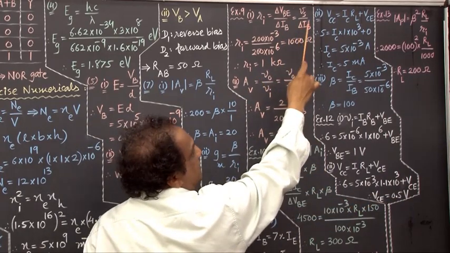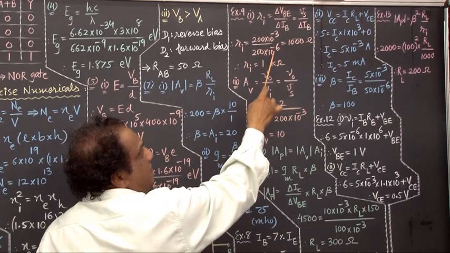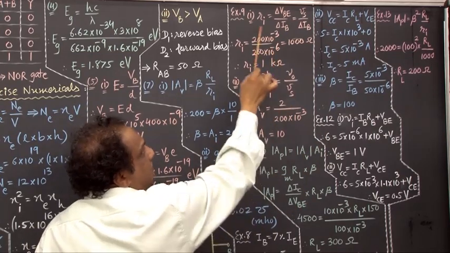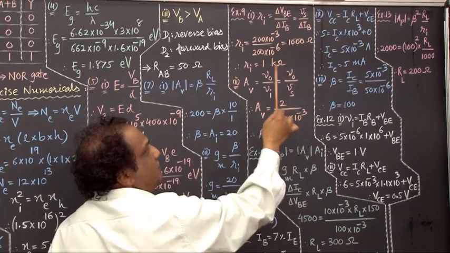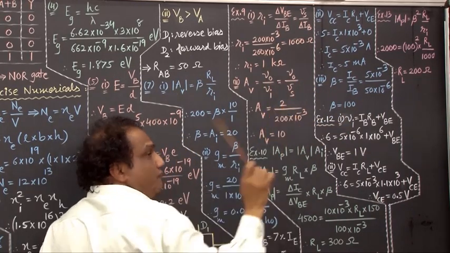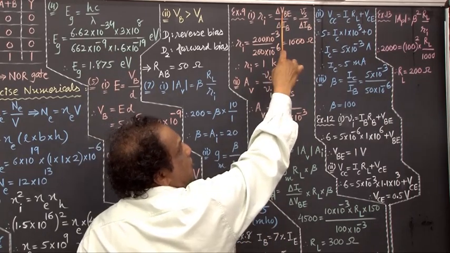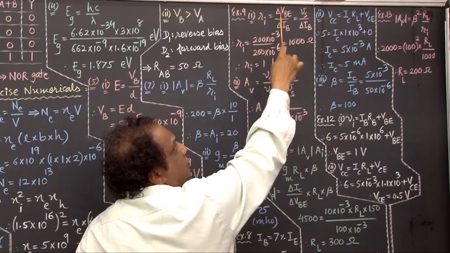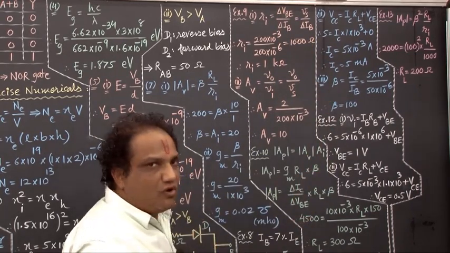What about change in base current? They have given 200 microampere. Convert it into ampere, multiply by 10 raised to minus 6. Now this answer is 1000 ohm, or you may write 1000 ohm as 1 kilo ohm. First value you will get in ohm only, because this value we are putting in volt, this value we are putting in ampere. Volt upon ampere will give you ohm only, and later on if required you may convert, or otherwise not.